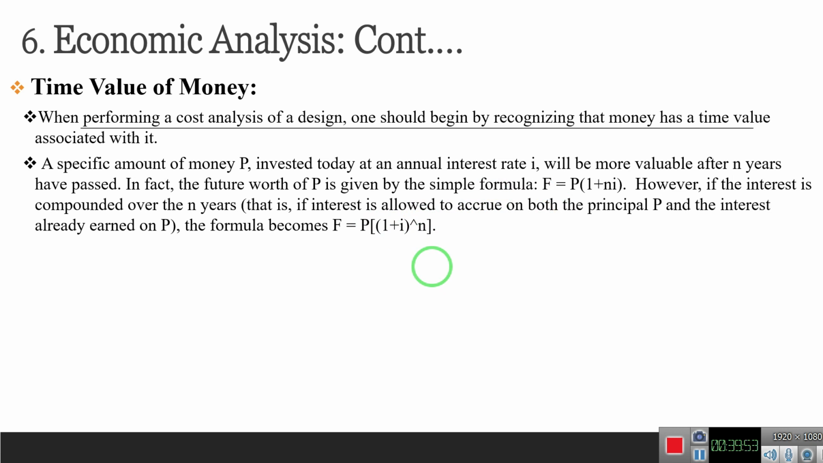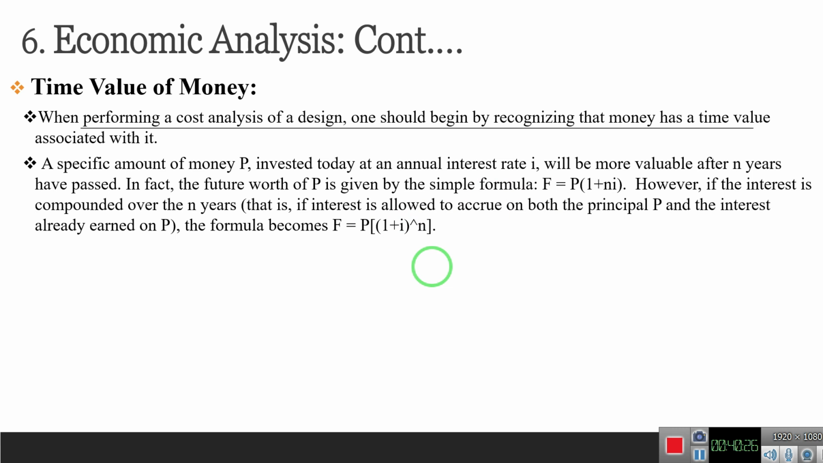Scientific calculator, where is it? 1.1 power 10. 2.59. Check, is it there? 2.59. So 2.59 multiplied by the original currency, 10. So how much are you getting? 25.9, which means about 26 reals. This is called the compound interest value.